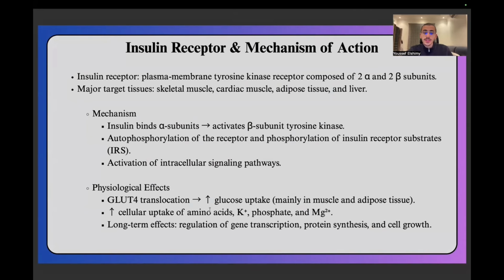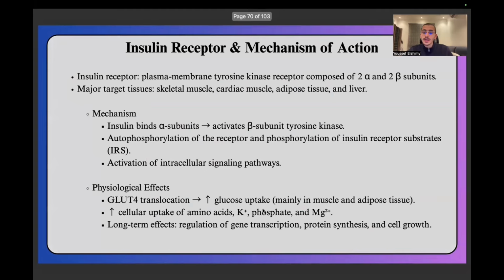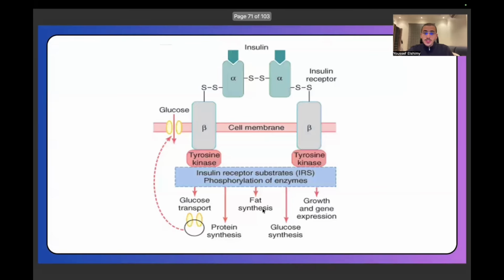This would lead also to the cellular uptake of amino acids, as well as potassium, phosphate, and magnesium. And long-term effects are also going to affect gene transcription, protein synthesis, and cell growth. All right. So just to recap, insulin is secreted.